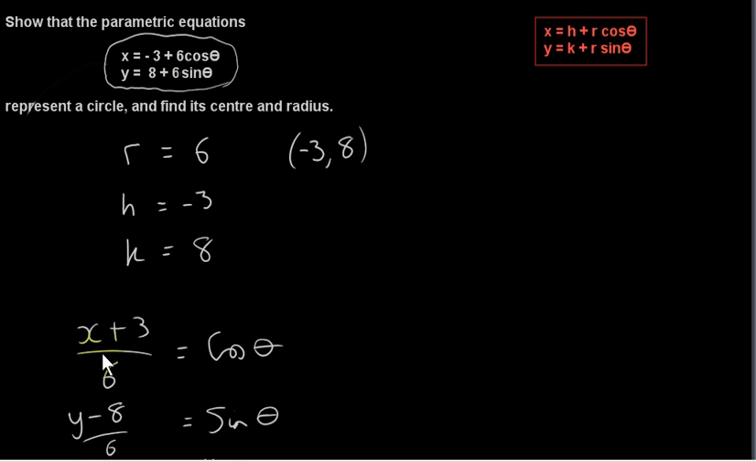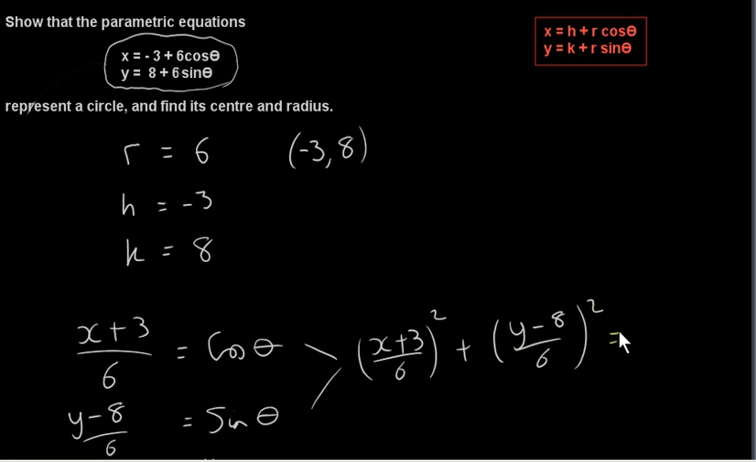Now, as we saw in the last video, we can square both sides of these and sum them, and then use an important identity. So we get ((x plus 3) over 6) squared plus ((y minus 8) over 6) squared equals cos squared theta plus sine squared theta. And we know that cos squared theta plus sine squared theta equals 1 for all values of theta. So we can just replace that with 1.